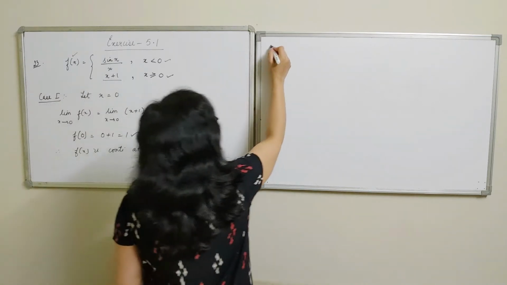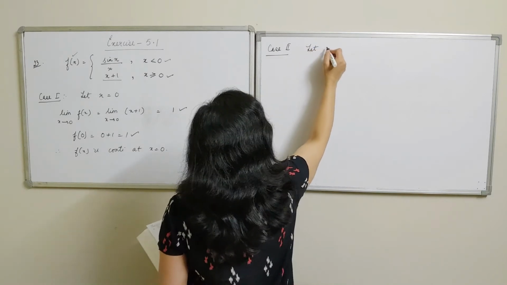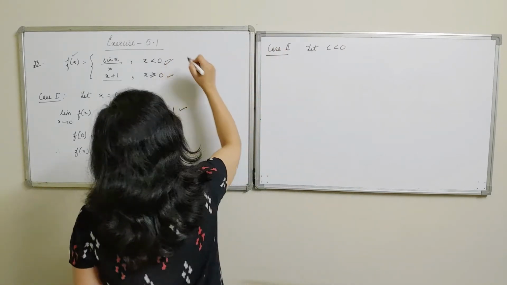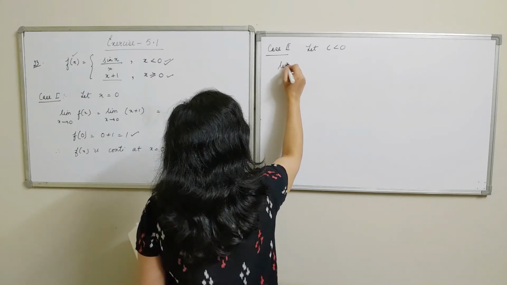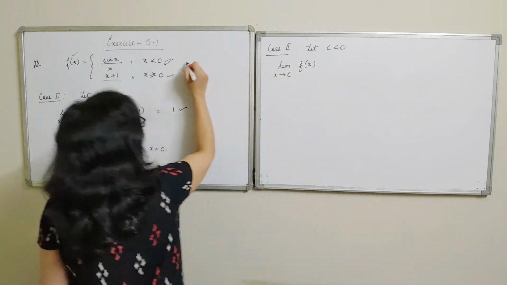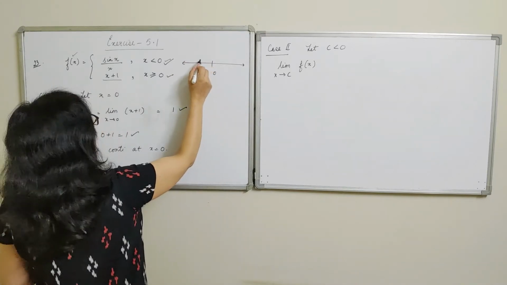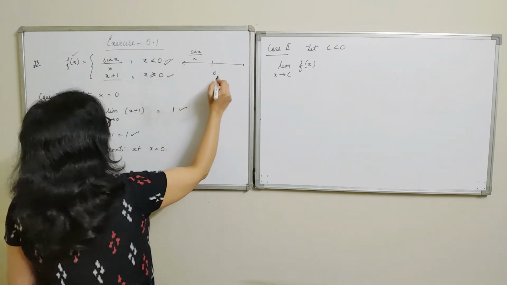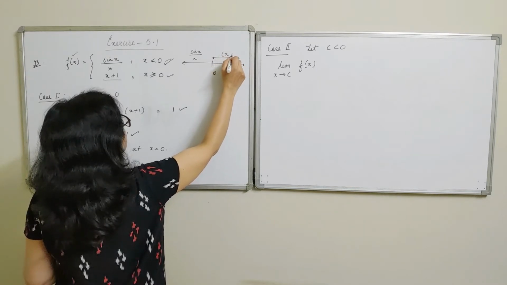Next, let us take the second case, and here let us take a point C which is less than 0. That means we are here in this part of the domain. Now when C is less than 0, in that case, the limit of the function when x tends to C. Let me draw a number line here. This is the point 0. So whenever x is less than 0, the function is defined as sin x upon x, alright? And when x is greater than or equal to 0, the function is defined as x plus 1.